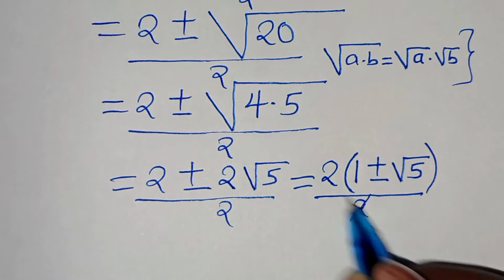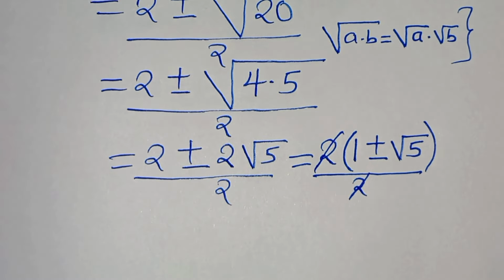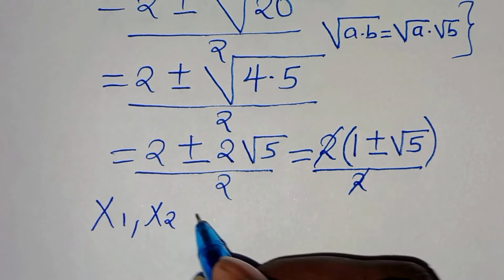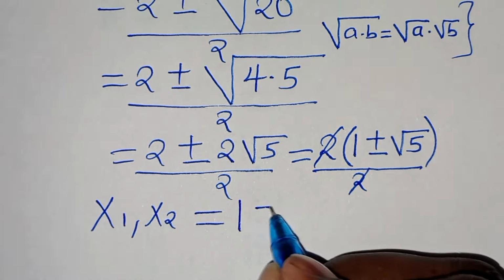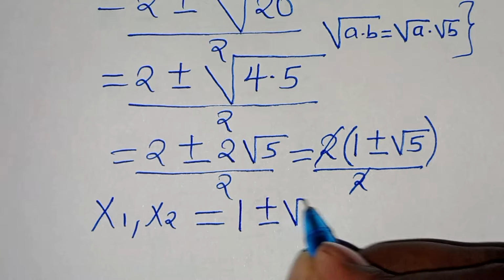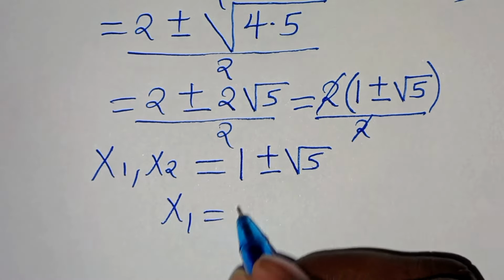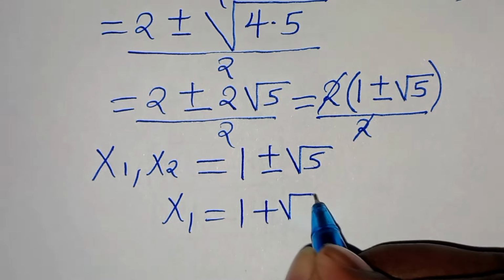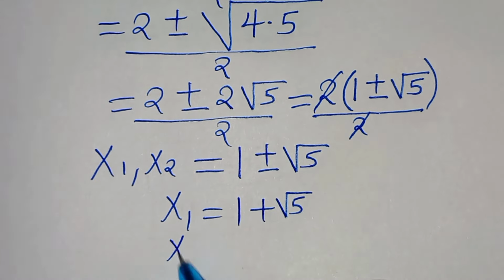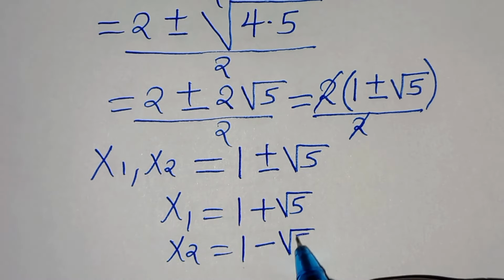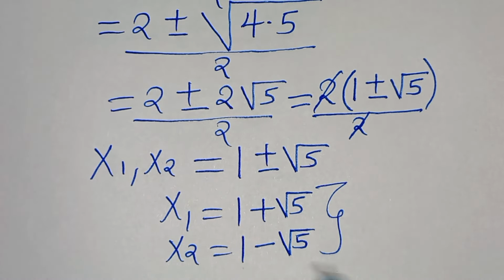Let's simplify 2 and 2, and that means that x1, x2 is equal to 1 plus or minus square root of 5. So we have x1 equal to 1 plus square root of 5, and x2 equal to 1 minus square root of 5. So these are the values of x1 and x2 for this algebra problem.